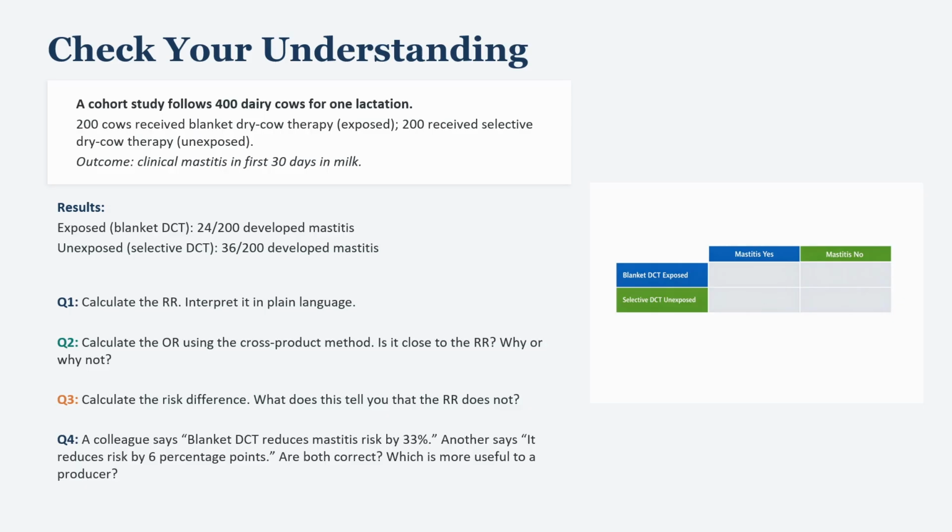For a producer deciding whether to change protocols, the absolute number, 6 fewer cases per 100 cows, or 12 fewer cases in a 200 cow herd per lactation, is far more actionable. It can be directly compared to the cost of blanket DCT versus selective DCT and the cost of a mastitis case. Relative risk alone doesn't give you that. This is the core of the NNT concept we'll develop in the next talk.